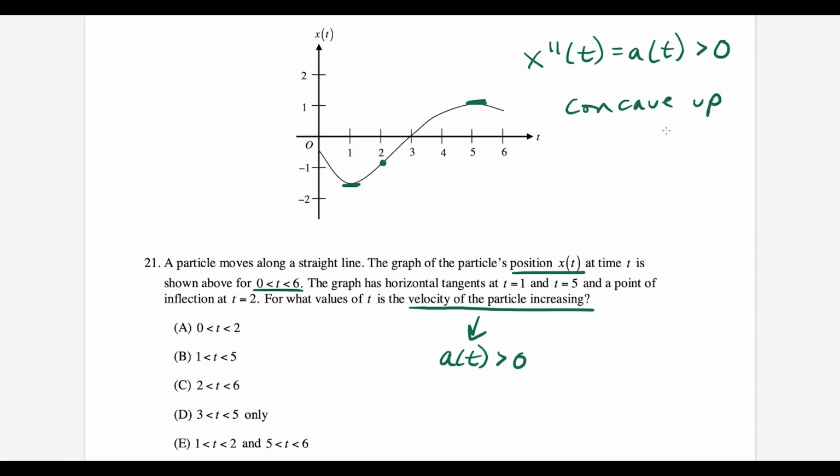So what you really have to know here is what it looks like when a graph is concave up. Well, that's when the graph smiles at you. So that's why they told us we have a point of inflection at t equals 2, because notice the graph starts off smiling and it stops smiling exactly at t equals 2, and it switches to a frown for t equals 2 and greater. Okay, so velocity is increasing up to t equals 2, and then it starts to decrease. So it's smiling from 0 to 2, so we're going to go with choice A.